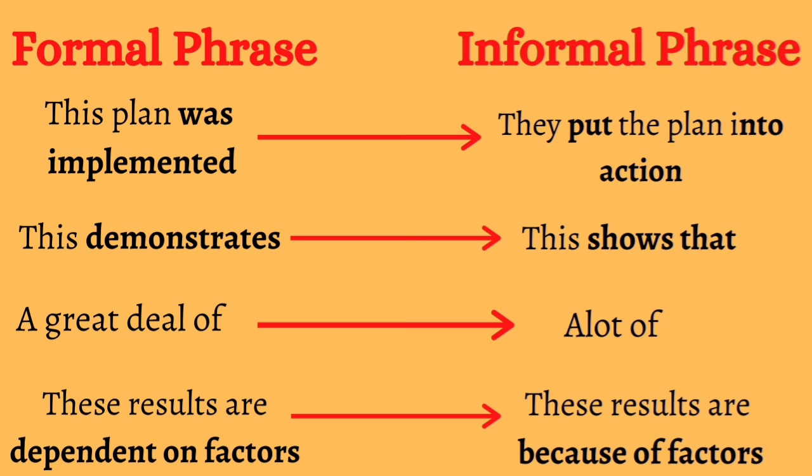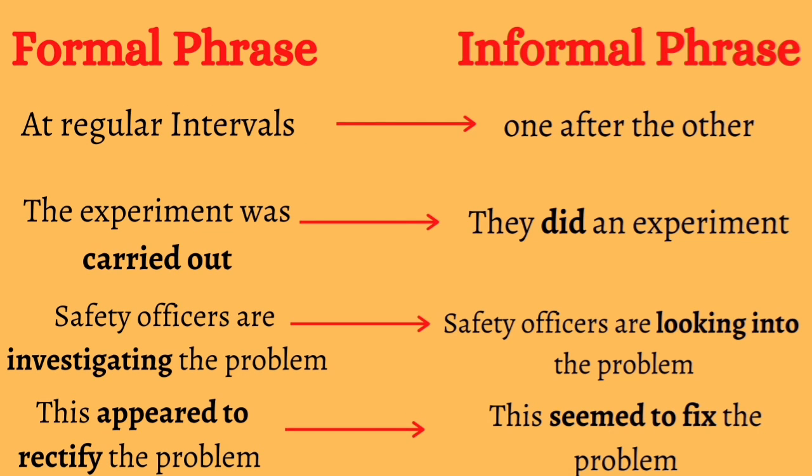Next, these results are dependent on factors. That would be the formal phrase, and the informal phrase, these results are because of factors. So formal would be depend on factors, informal because of factors, okay? Another formal phrase would be at regular intervals. Informal would be one after the other. So at regular intervals would be the formal phrase and one after the other would be informal.